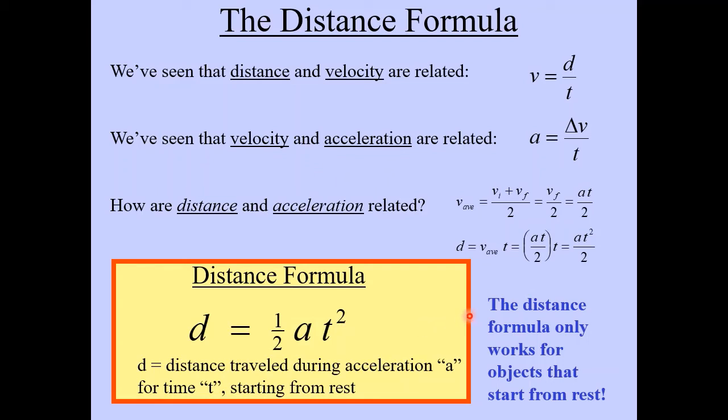Now one thing, this formula only works for objects that start from rest. So in this course, we're just going to consider objects that start from rest when we use the distance formula. In a more advanced course, there's another equation that is more complicated that accounts for objects that are already moving, so we're not going to do that in this course. So remember here that d is the distance traveled during the acceleration a for time t, starting from rest. And just remember here that the t is squared.